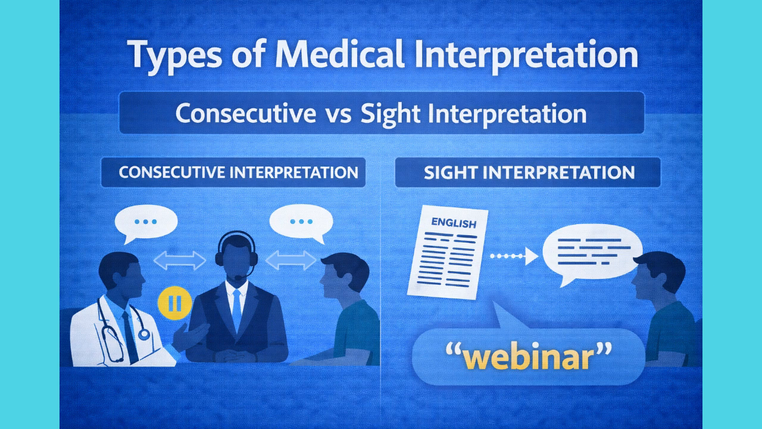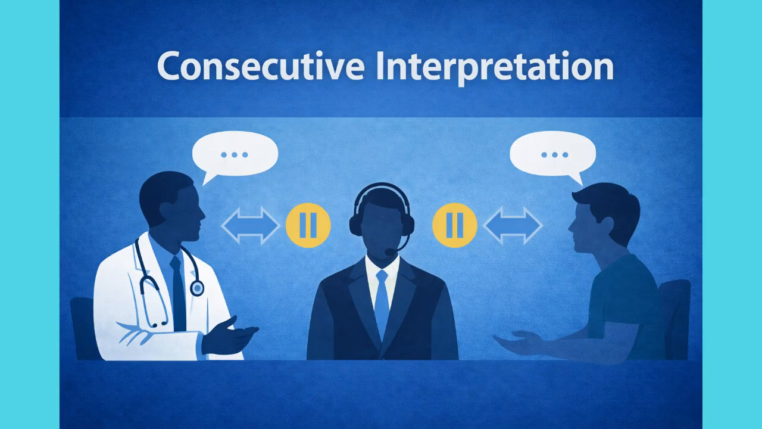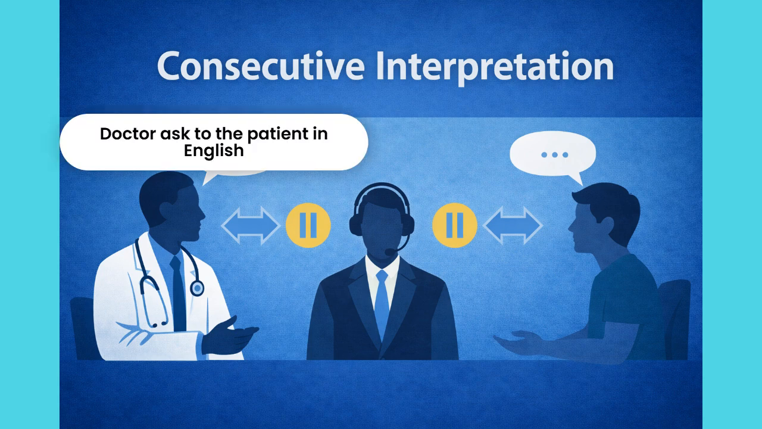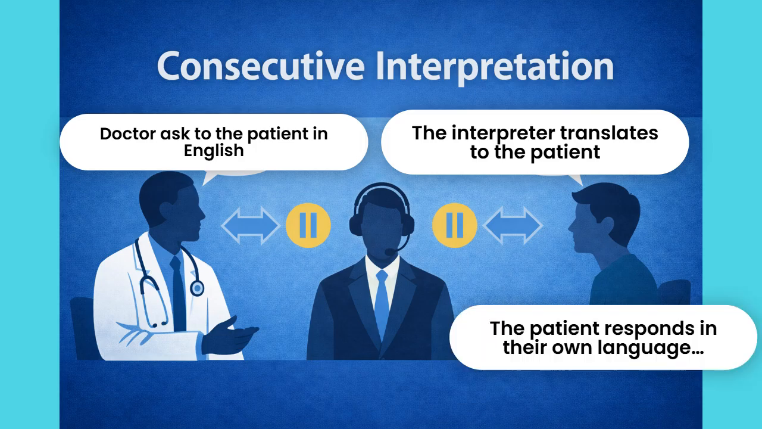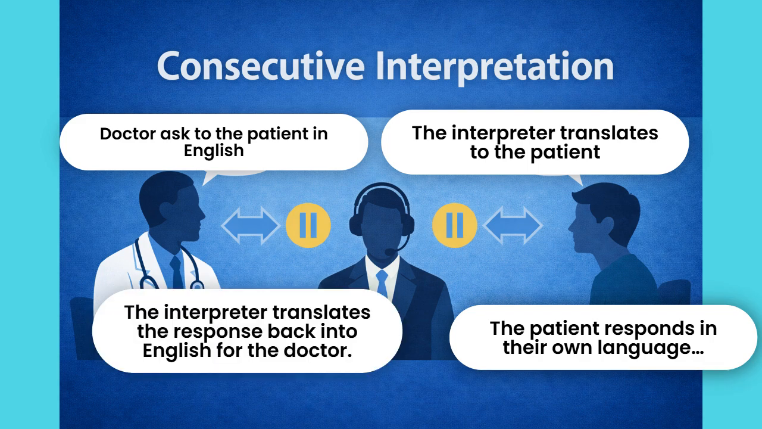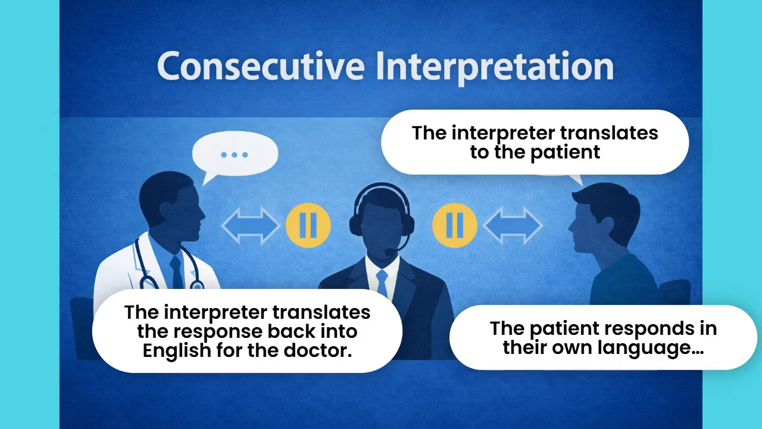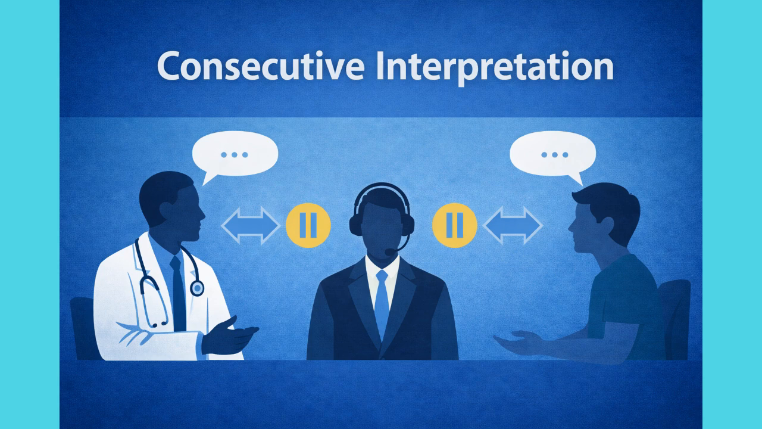Consecutive. Sight. What is consecutive interpretation? In consecutive interpretation, the doctor speaks first, then pauses. During the pause, the interpreter translates what the doctor said into the patient's language. Next, the patient responds in their own language. And again, the interpreter translates the response back into English for the doctor. So the conversation moves step by step, with each speaker taking turns. It's a back-and-forth process that ensures both the doctor and patient clearly understand each other.